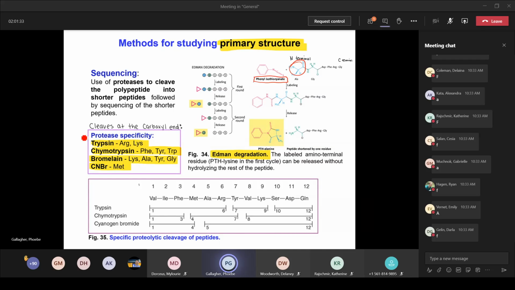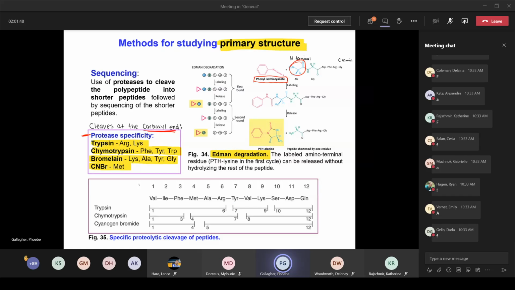You will have to memorize these proteases and their specificity, and also know that they cut at the carboxyl end, right? So they're not going to cleave at the amino end. So know that because you don't want to get confused on the test.